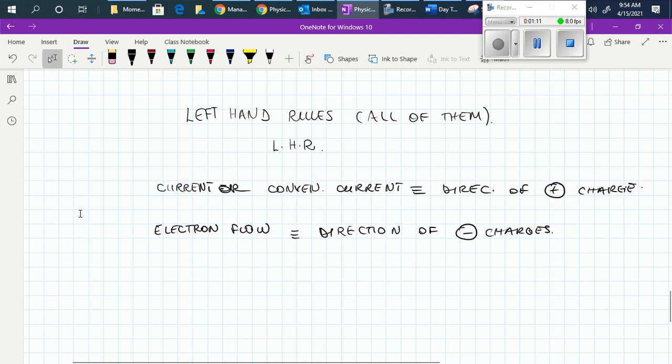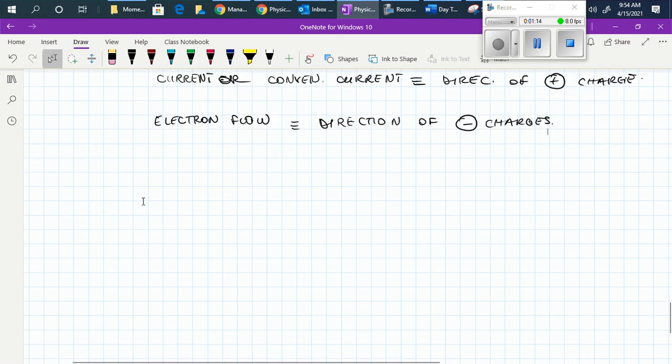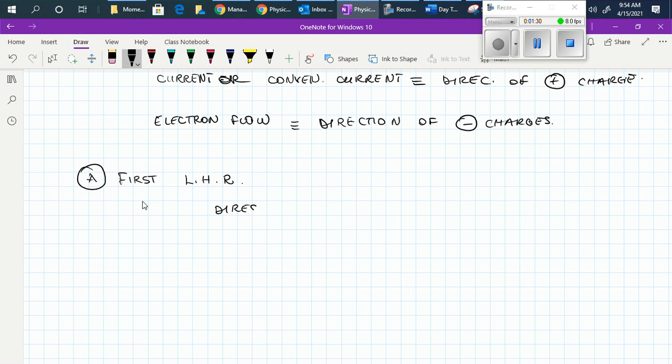Let's talk now about the rules. So the first left-hand rule creates a connection between the direction of magnetic field and direction of the charges. Positive or negative doesn't matter, but they are moving in a straight line.